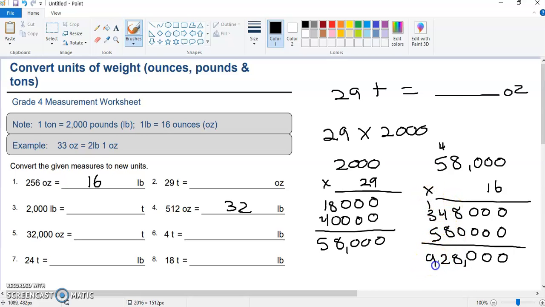4 plus 5 is 9. So we're looking at 928,000 ounces. 928,000 ounces. Right? It's a lot of work to convert.